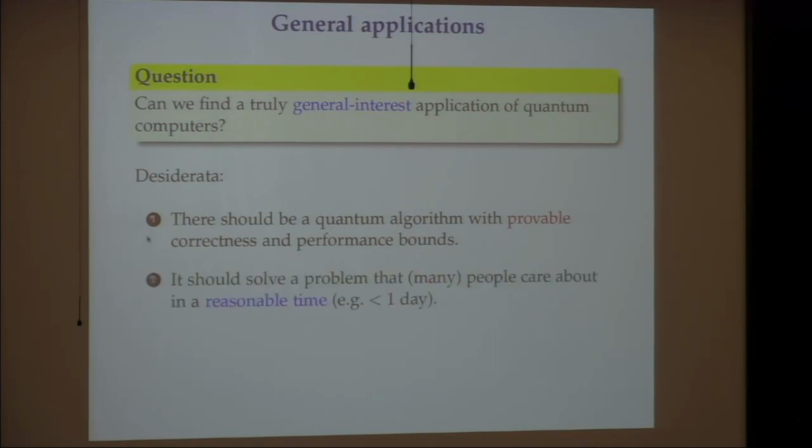Also, I would like the algorithm that runs on the quantum computer to solve a problem of interest in a reasonable time, like let's say at most 1 day. So there are many quantum algorithms that achieve asymptotic speedups over their classical counterparts, like maybe square root type speedups, maybe exponential type speedups.